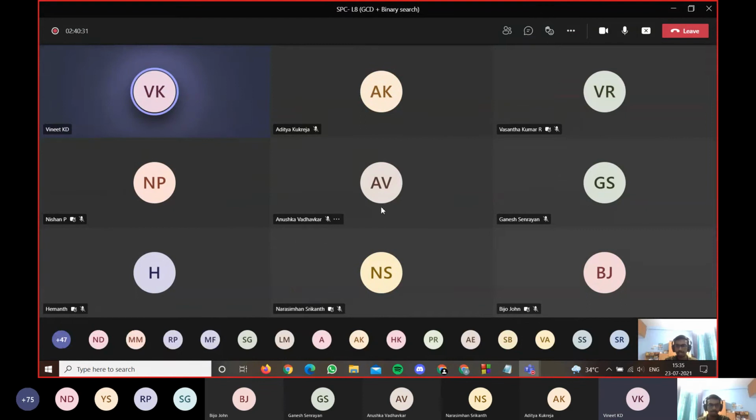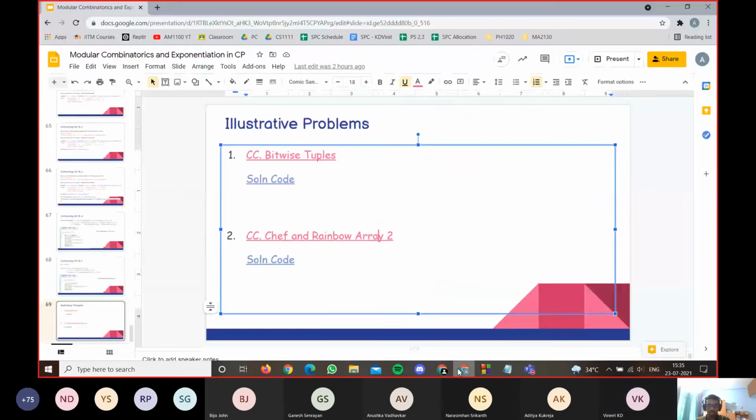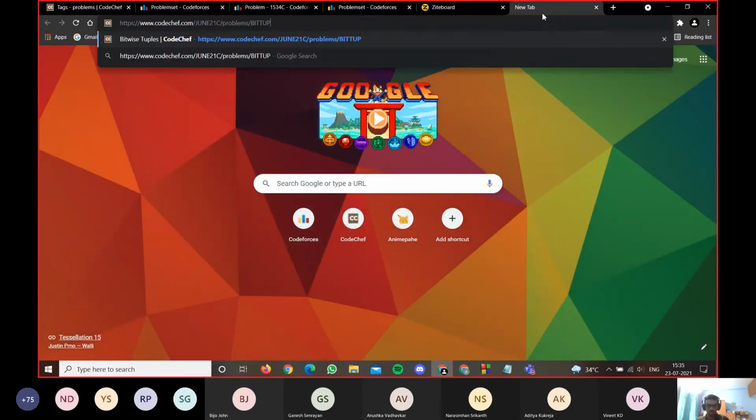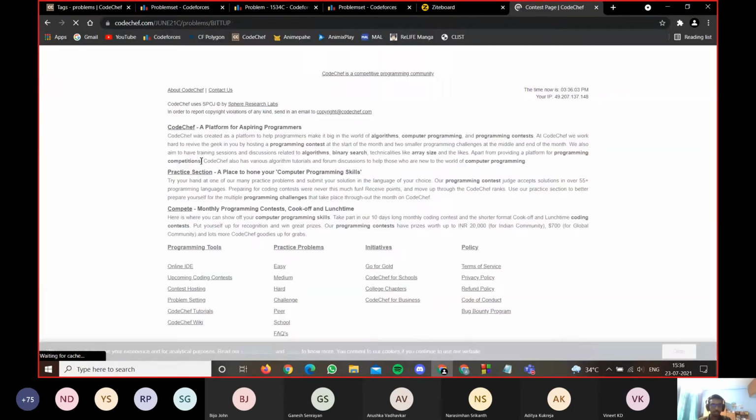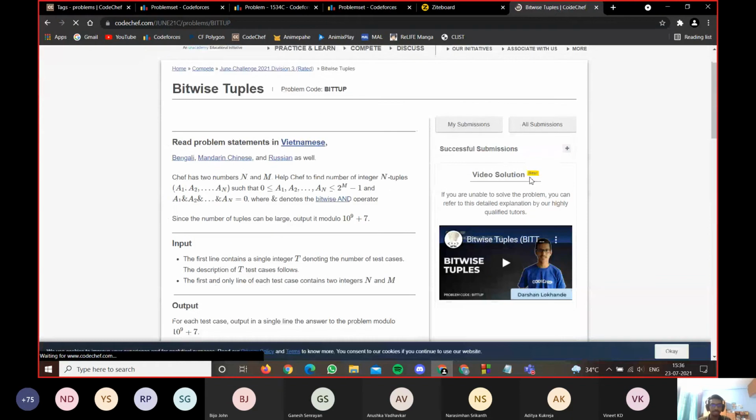Aditya, I think you can cover one question. Okay, I'll cover. Okay, cool. Yeah. So, okay, I'll cover bitwise tuples. Currently there's no submission feature right now for this question.